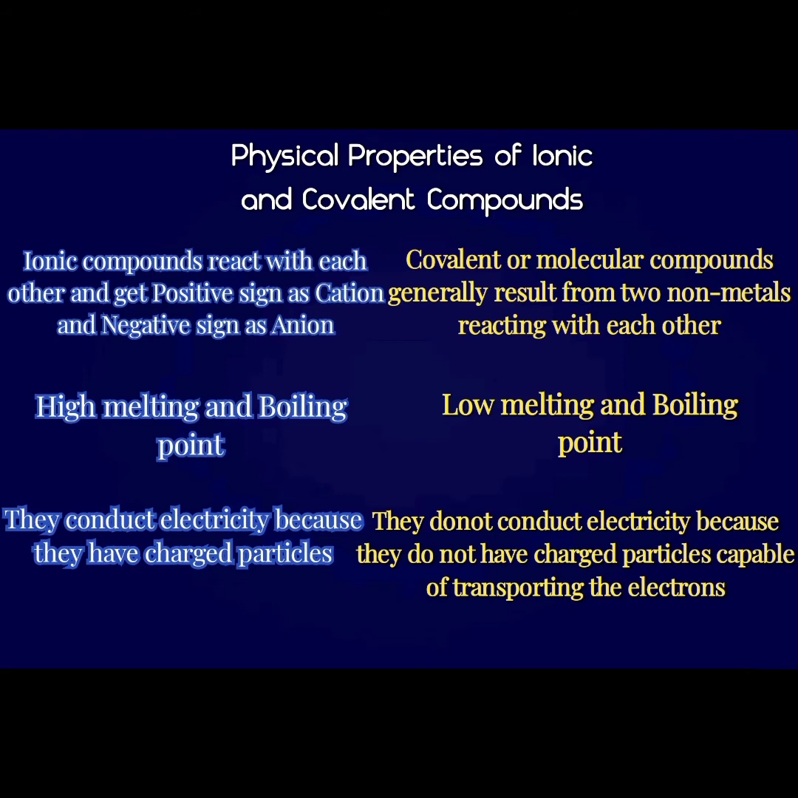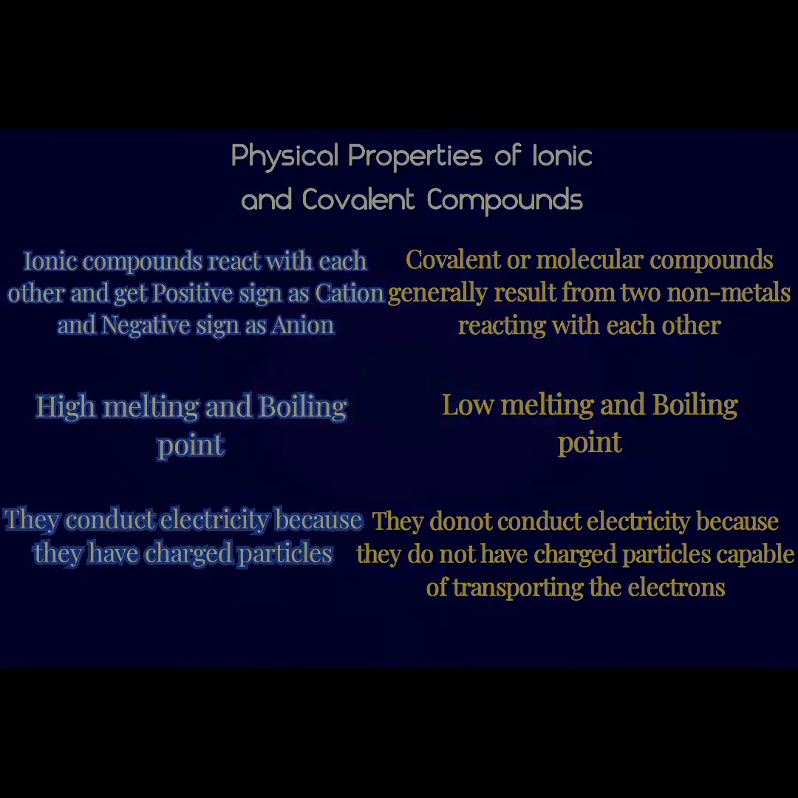Ionic compounds have high melting and boiling points because of the electrostatic force of attraction between the ions. That's why it's hard to break down an ionic compound into simpler substances. Covalent compounds have low melting and boiling points, and it's easier to break them down into simpler substances. Ionic compounds conduct electricity because they have charged particles, and covalent compounds do not conduct electricity because they do not have charged particles capable of transporting the electrons.